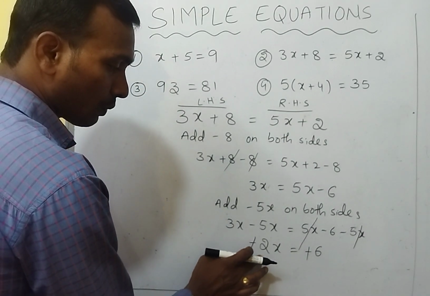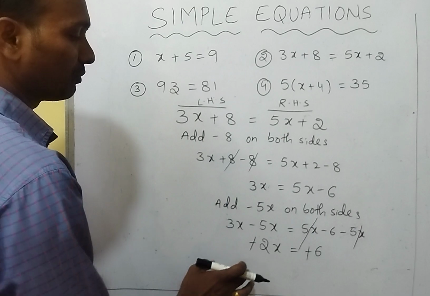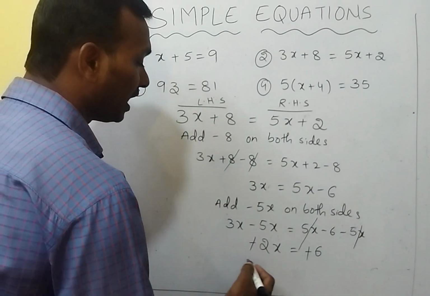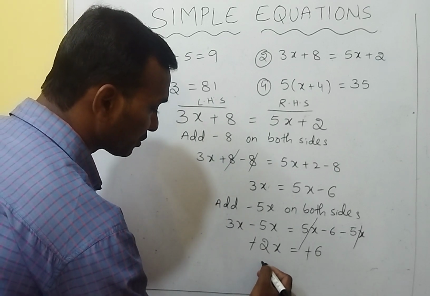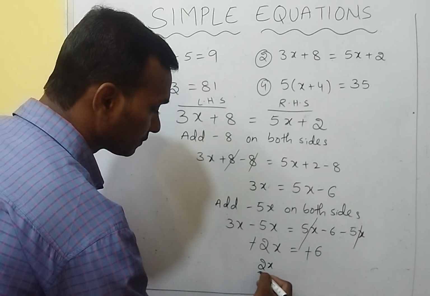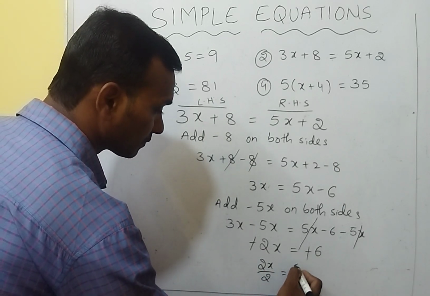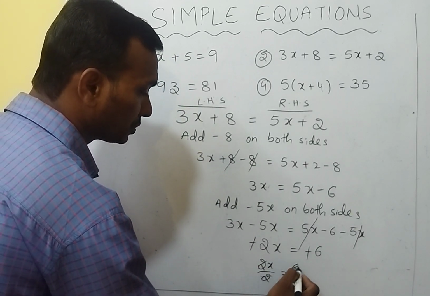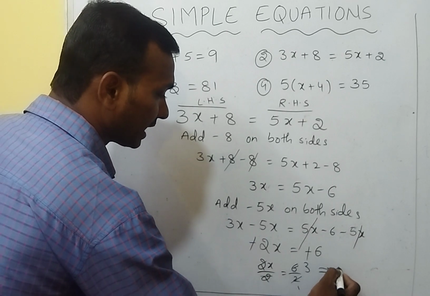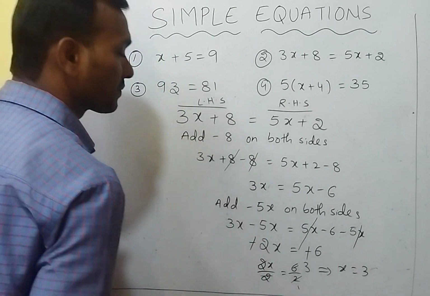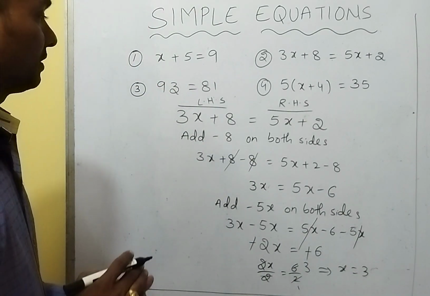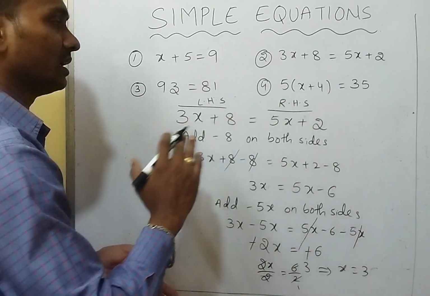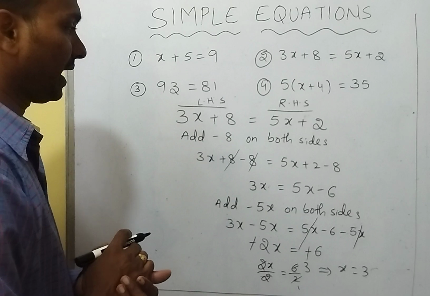Now we have one more number, 2, on the left hand side. To eliminate that, divide by 2 on both sides. The 2 gets cancelled; 2 ones are 2, 2 threes are 6. Now the value of x is nothing but 3. So this is the way to eliminate the numbers and variables on both sides step by step, so that you get an answer.